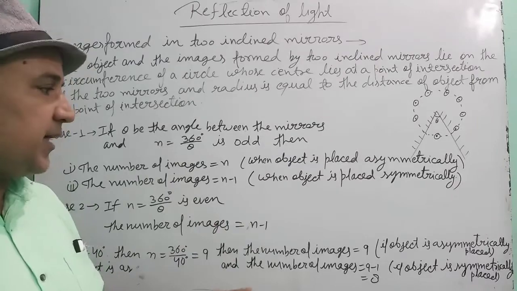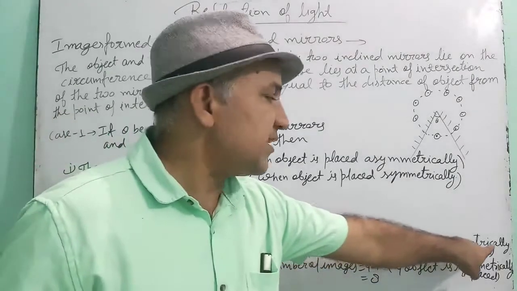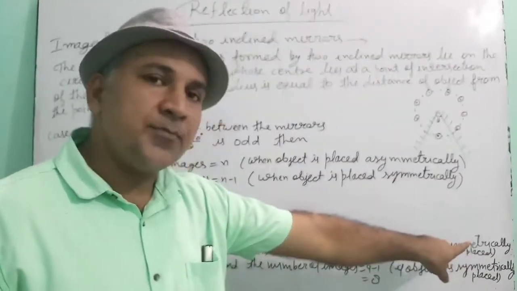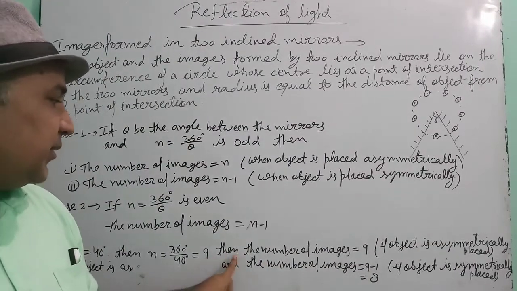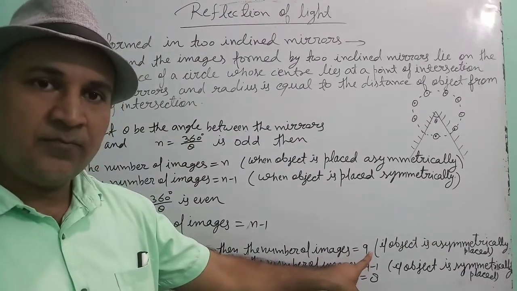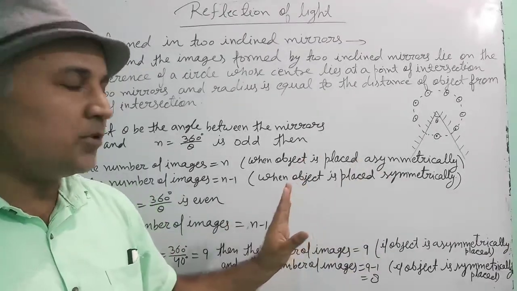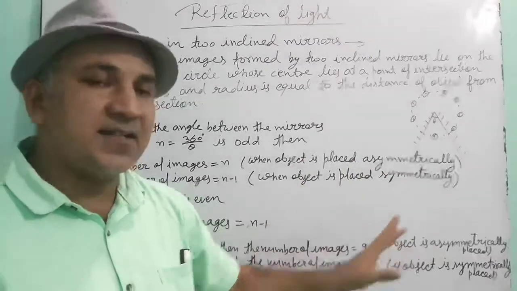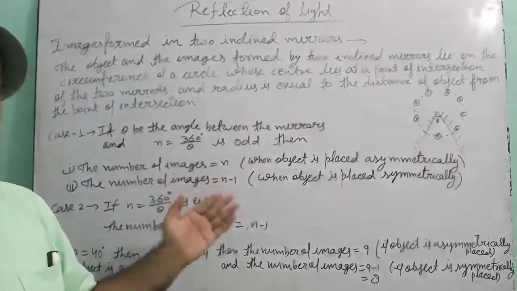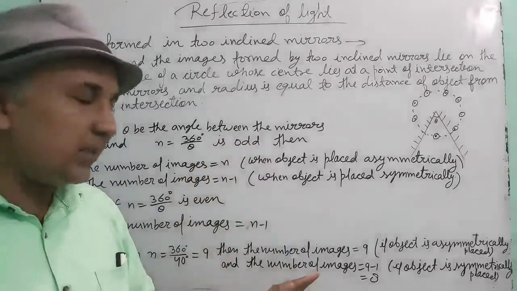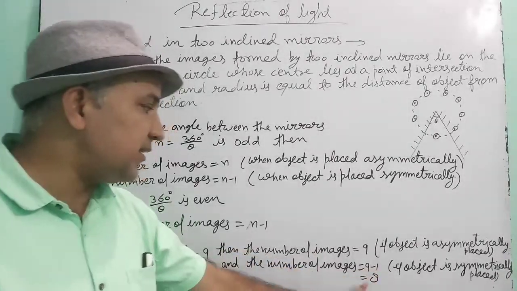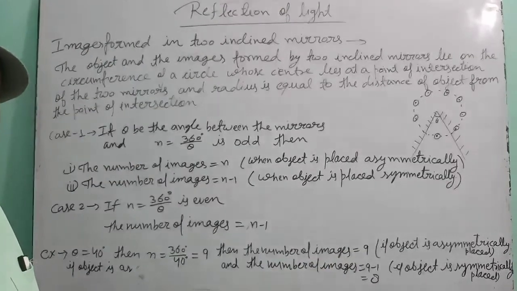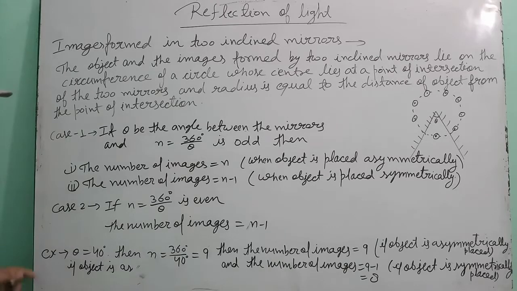If the object is kept asymmetrically, then n, meaning 9, will be the number of images. There will be 9 images formed if the object is kept asymmetrically. But if the object is kept symmetrically, then the number of images will be 9 minus 1, that is 8. Is this clear?